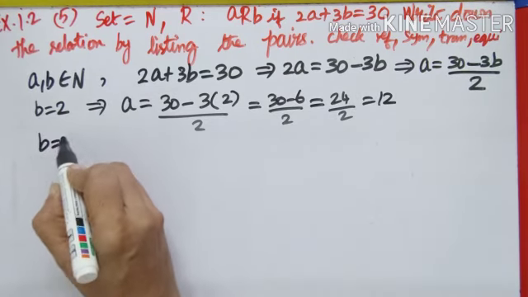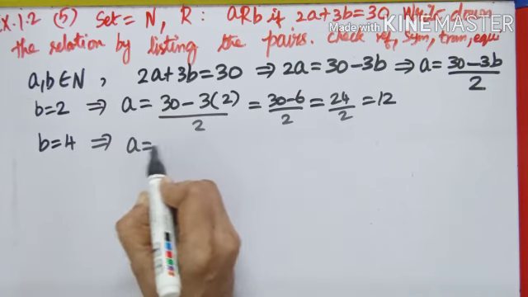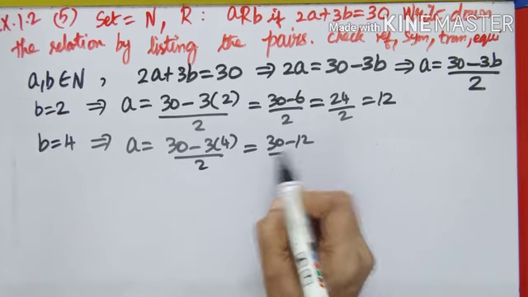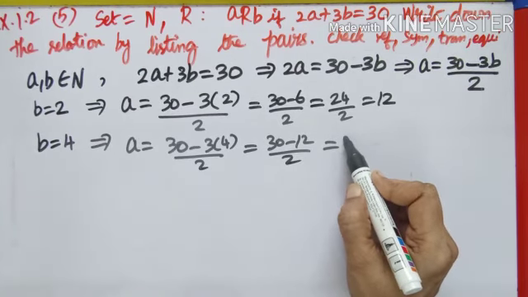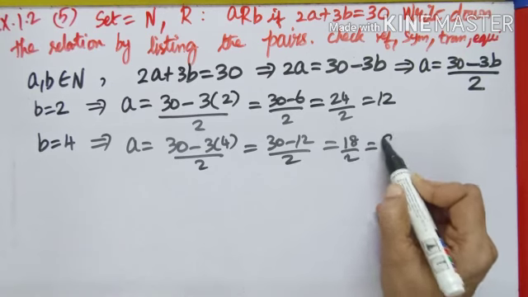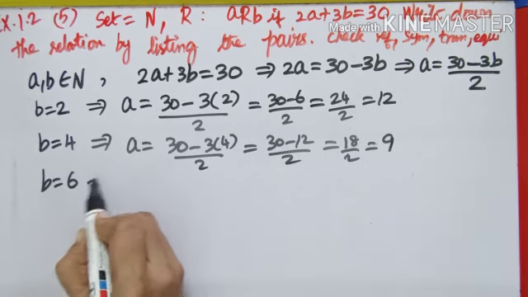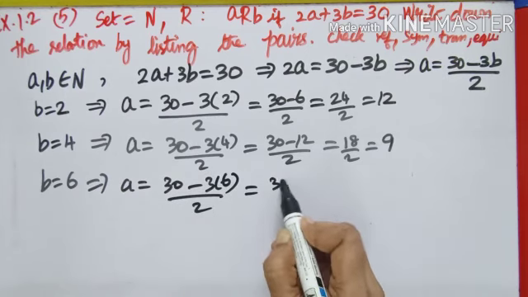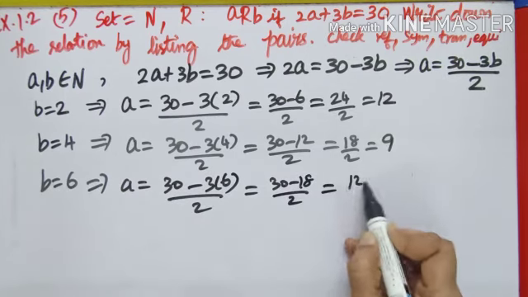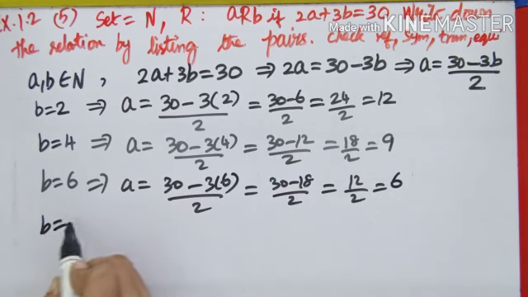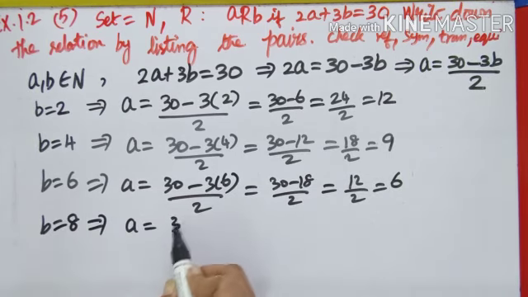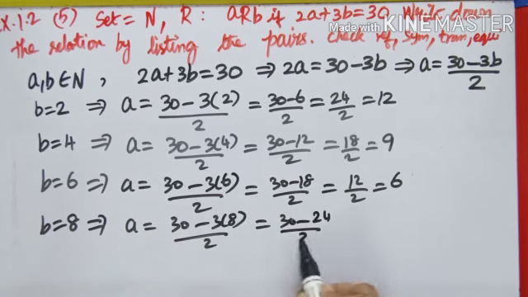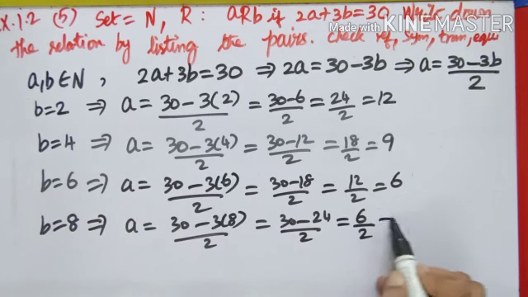B equal to next even number 4. A equals 30 minus 3 into 4 by 2, or simplify the answer, which is 9. Put B equal to 6. A is 30 minus 3 into 6 by 2, that is 30 minus 18 by 2, which is 6. Put B equal to 8. 30 minus 3 into 8 by 2, which is 6 by 2, that is 3.